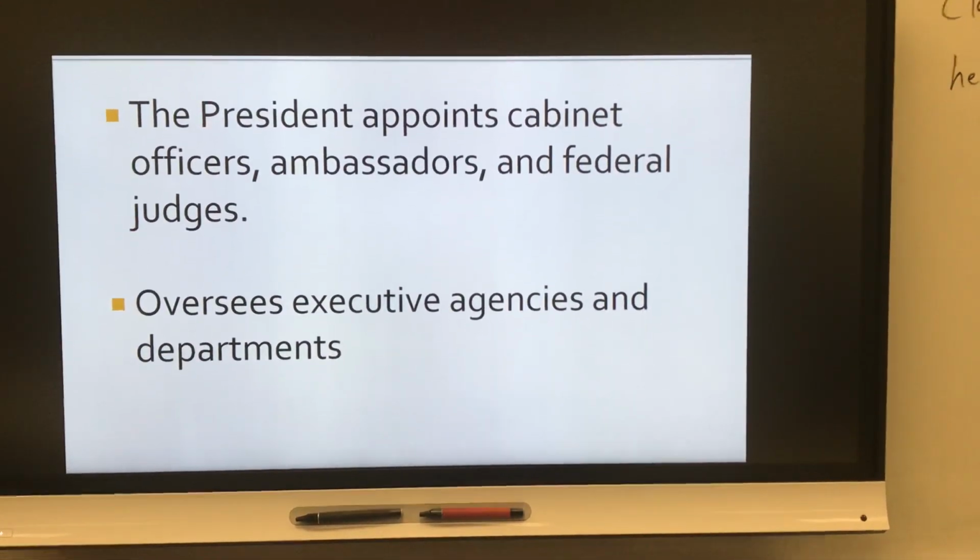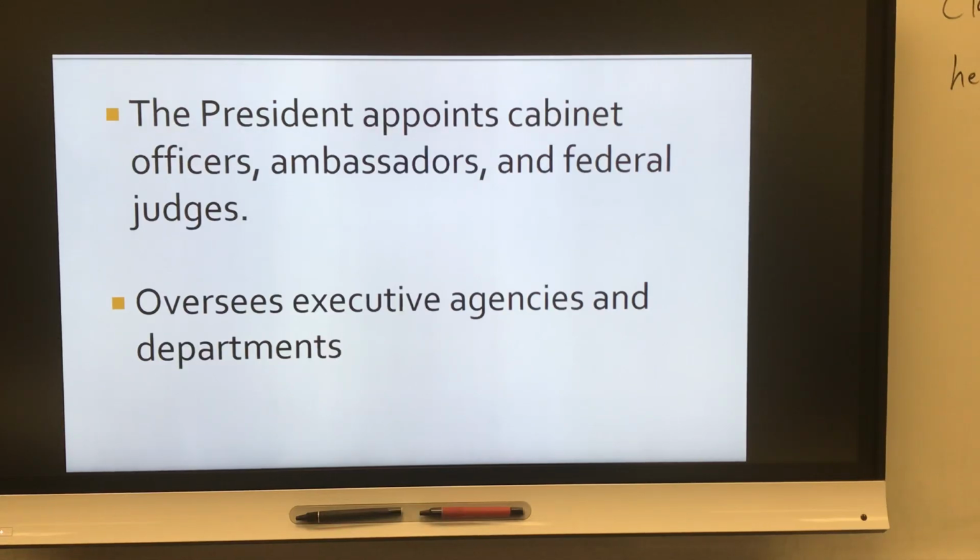So again, those are the four main jobs of the president. The president oversees the executive agencies. He gets to appoint people to certain positions. He gets to choose or pick those. Again, those are cabinet officers, ambassadors, and federal judges. He also makes or prepares the annual budget. Then Congress has to approve of that. And the main job of the president is to enforce, execute, or carry out the laws. It's his job to make sure that the laws that the legislative branch makes, and we saw that yesterday, the legislative branch makes the laws. It is the job of the President of the United States to enforce those laws.